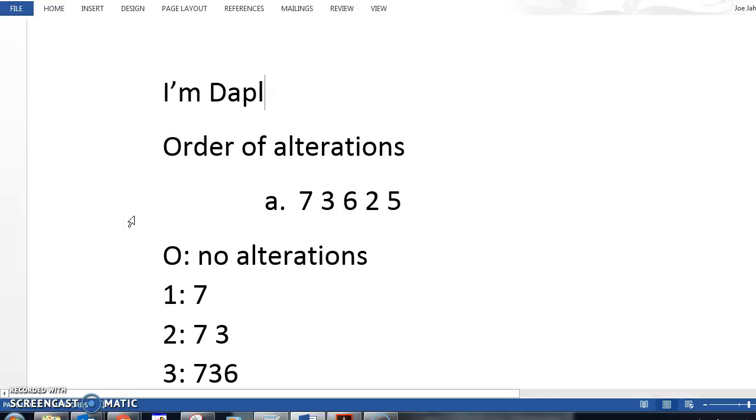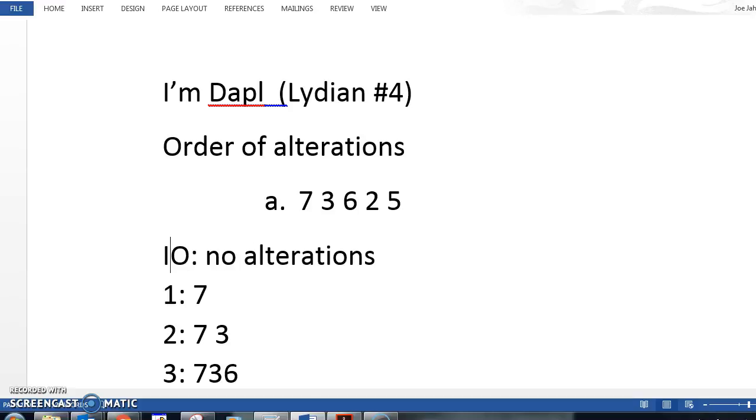Modes by alterations. So let's review the I'm Dapl. This is Ionian, Mixolydian, Dorian, Aeolian, Phrygian, Locrian, and then Lydian is its own little outlier. Lydian is the sharp 4, major scale with the sharp 4. The point of I'm Dapl is an easy way to remember which mode has what alterations. All right, so the I in I'm Dapl has 0 alterations, so this is the I.